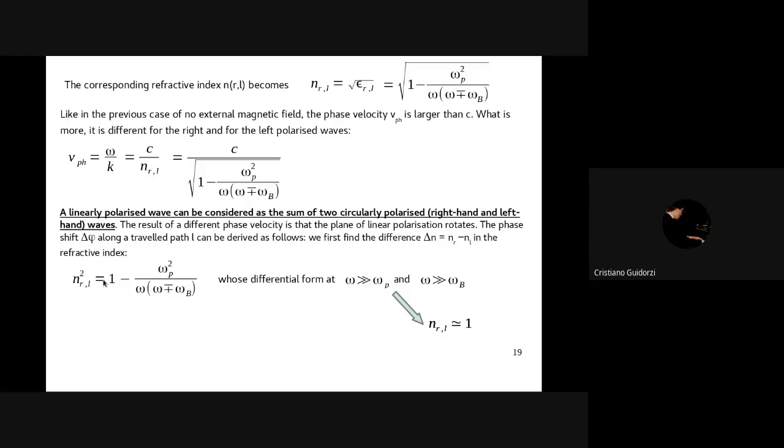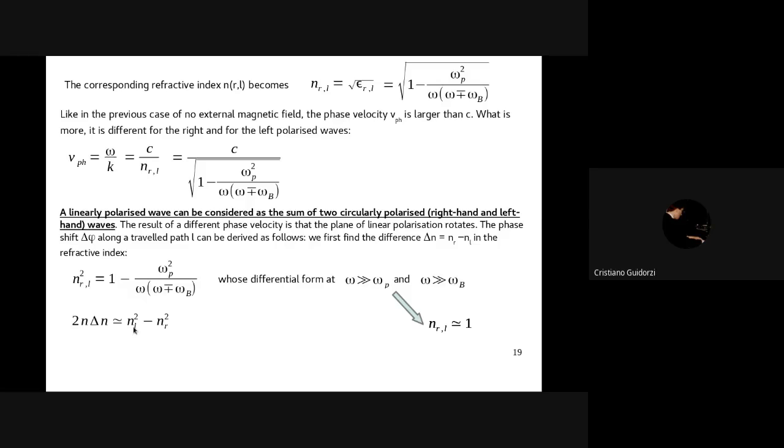So first of all, as I said, the refractive index is very close to 1, because the correction is small. Now, you can exploit a simple trick. Given that you are calculating the difference between two quantities which are very close to one another, you can approximate the difference as the corresponding differential.